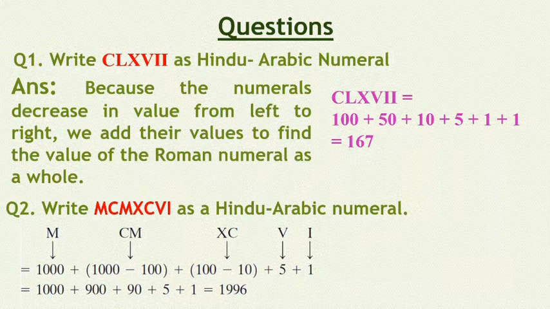X equals 10, C equals 100. We have to subtract them. So after subtracting 10 from 100, we will get 90. So XC is 90. V equals 5 and I equals 1. Now we will add all the numbers we got, which is 1000 plus 900 plus 90 plus 5 plus 1, which equals 1996.